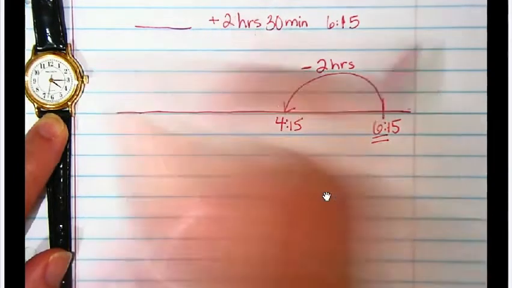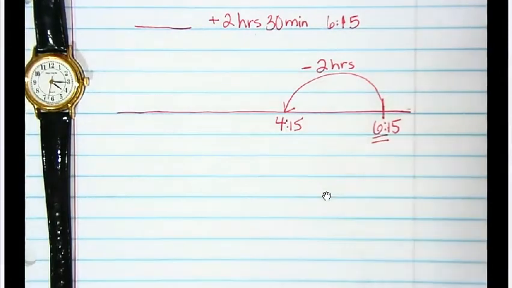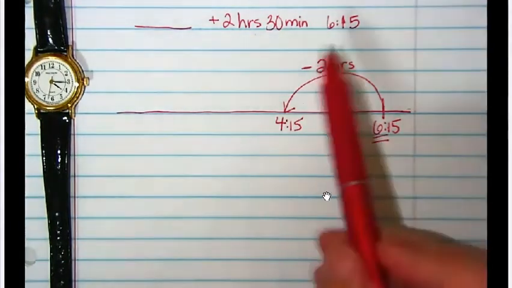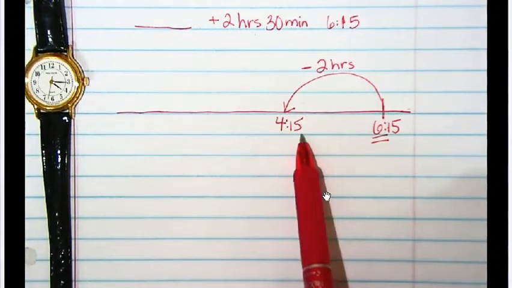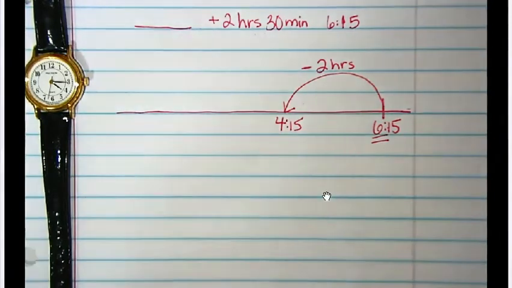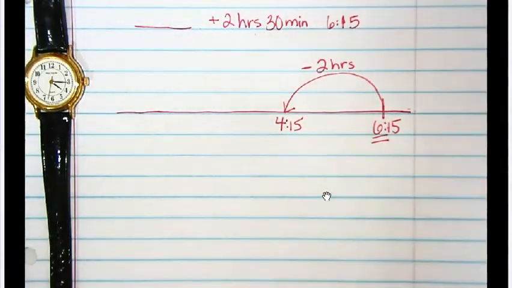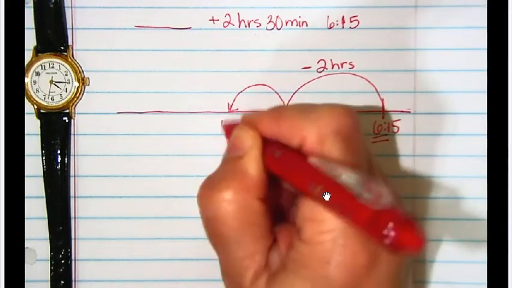2 hours. And notice I did it all in one big jump. Now we're going to jump the minutes. And I'm at 4:15, which means it's 15 minutes after 4 o'clock. So I'm going to jump back 15 minutes. So I get to 4 o'clock.